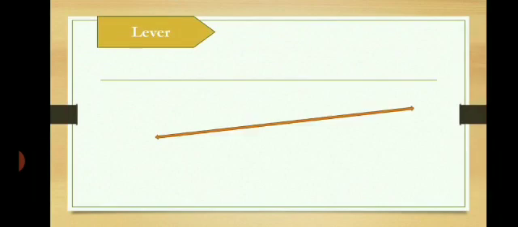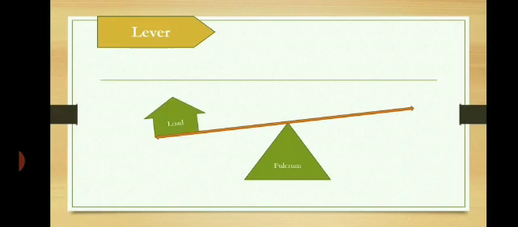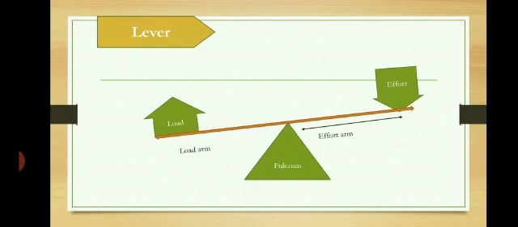So what is a lever? A lever is a rigid rod supported by a pivot point called the fulcrum, and on one side there is an object called the load and on either side there is an effort or the force. So effort is the force which is applied to move the load, and the distance between fulcrum and effort is called the effort arm, and the distance between load and fulcrum is called the load arm.